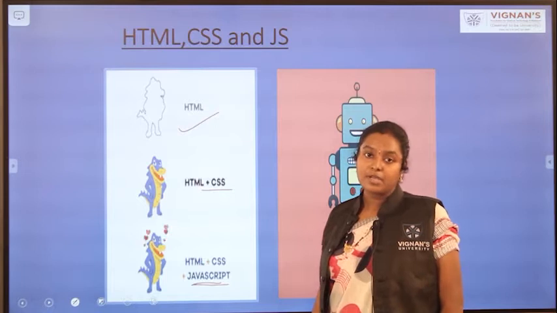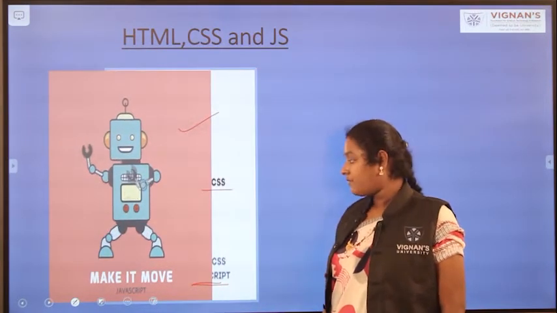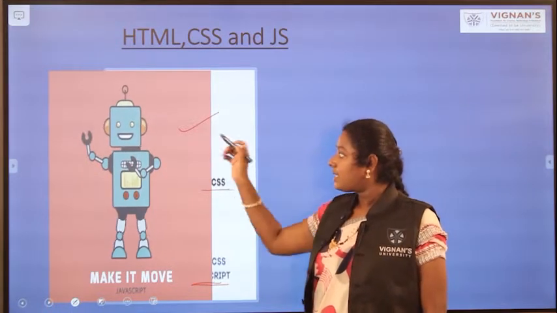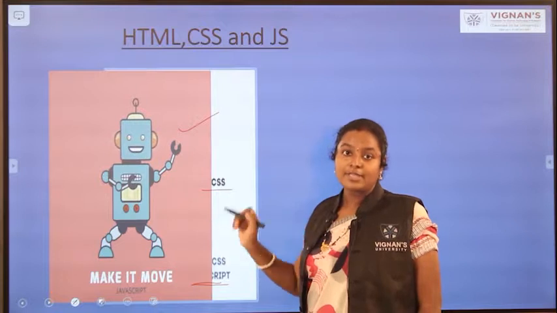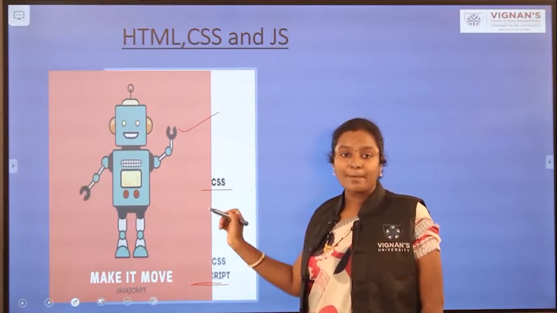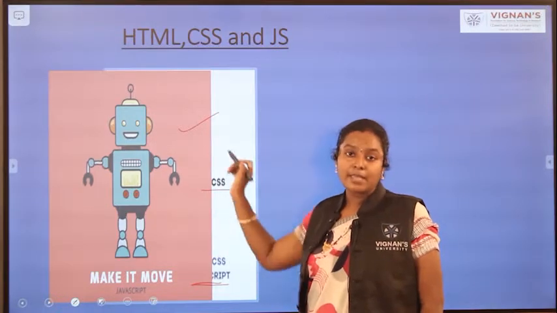One more example for these three things is a robot image. Initially you create a robot with the help of HTML, with the help of CSS you are able to apply styles, and with the help of JavaScript you are able to make the robot move.